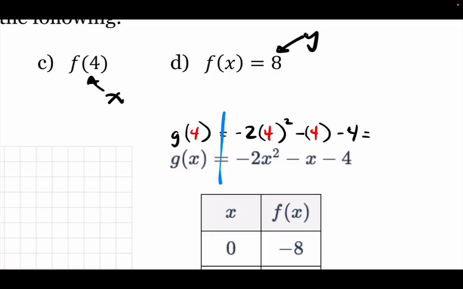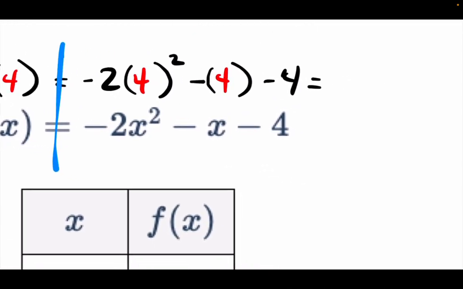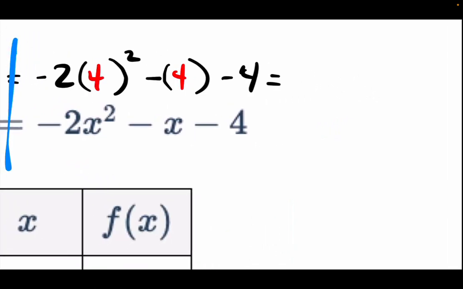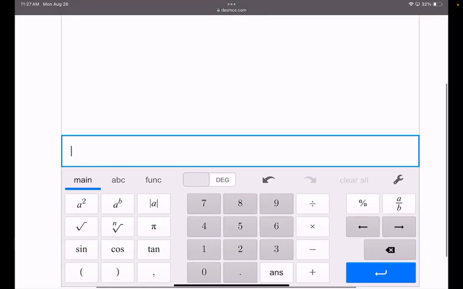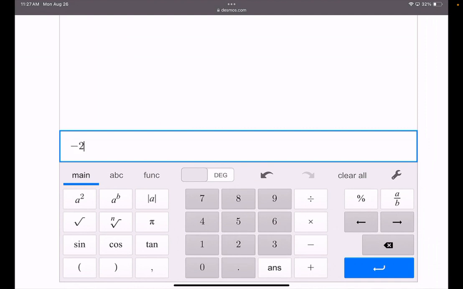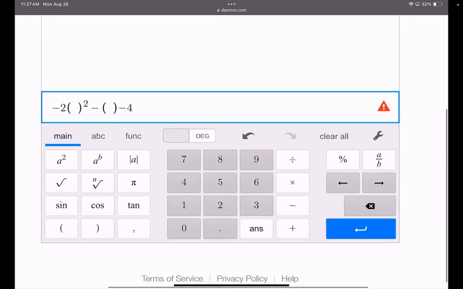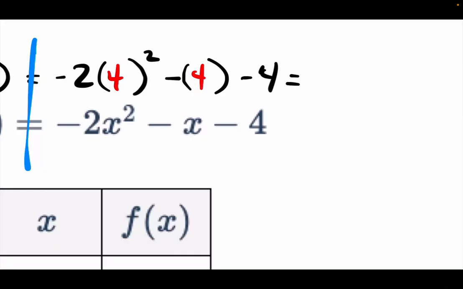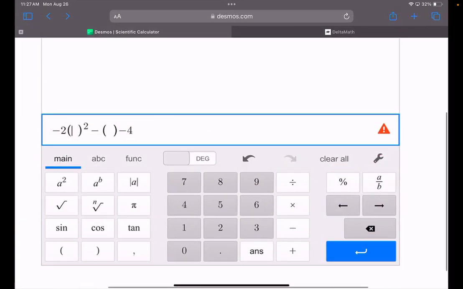What I'm going to do right now is plug in, remember, we just want this side here. -2 parentheses 4 to the 2nd power minus 4 minus 4. So -2 parentheses squared minus parentheses minus 4. And then I wanted to plug in, what was it, 4? Yep. 4 and 4. You get -40.